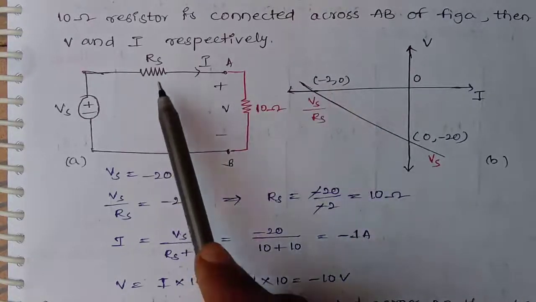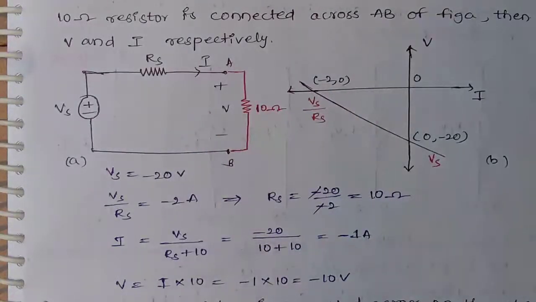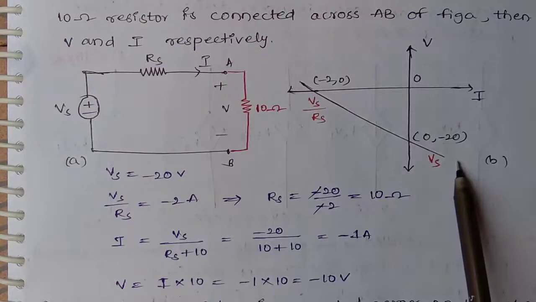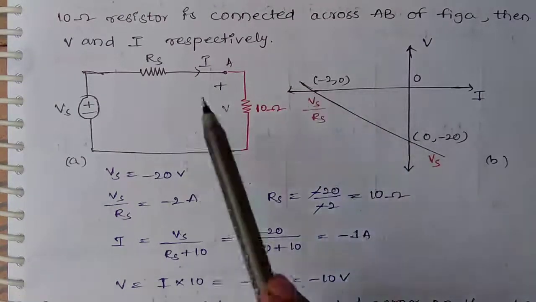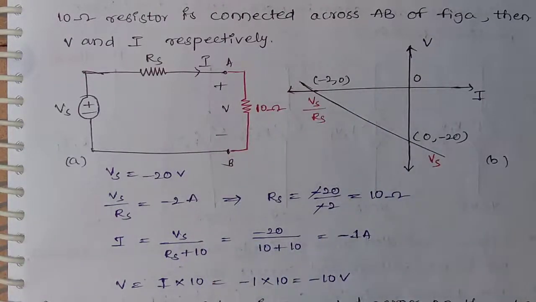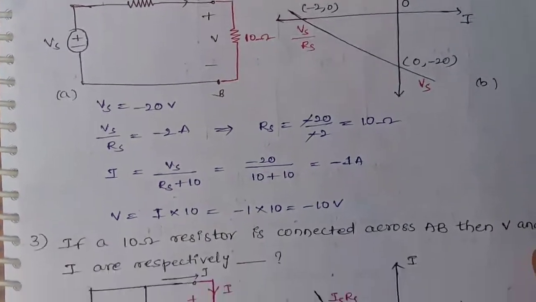If you want to find out the internal resistance, you just divide the voltage value by the current value. You will get the resistance value. That's it. It is very simple. Now look at a similar question.